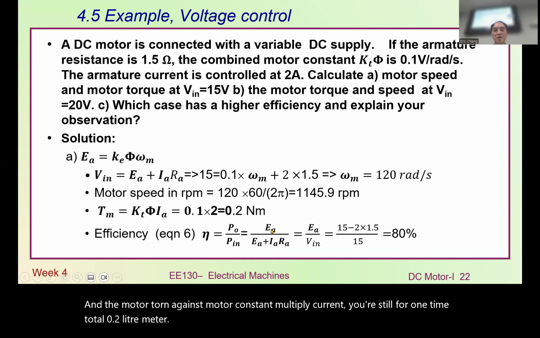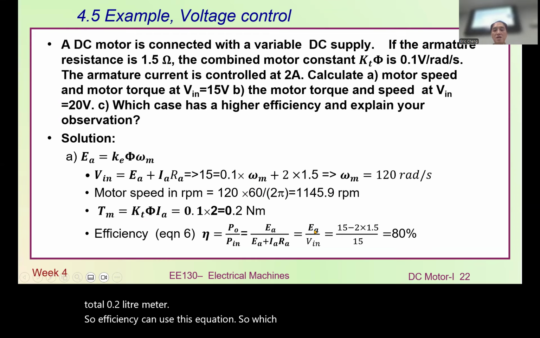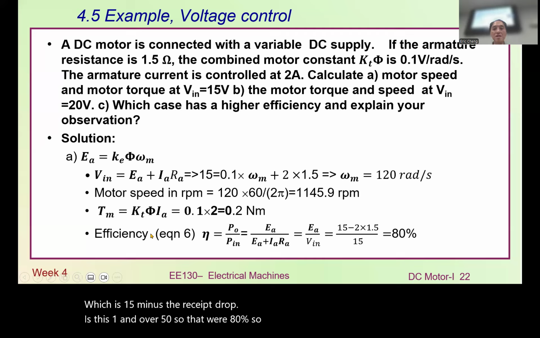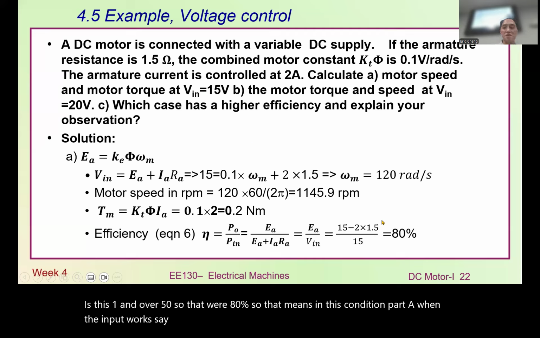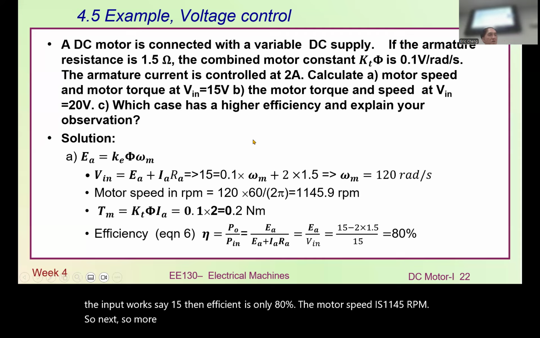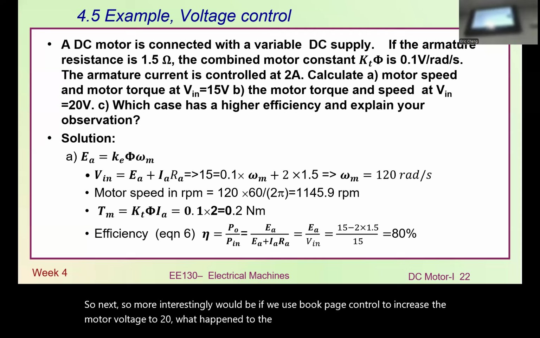So for efficiency, you can use this equation, which is the back EMF voltage, which is 15 minus the resistive drop, this one, over 15. That would be 80%. So that means in this condition, part A, when the input voltage is 15 volt, the efficiency is only 80%. The motor speed is 1145 RPM. More interestingly, what happens to the motor if we use voltage control to increase the motor voltage to 20? That's something we would like to observe.